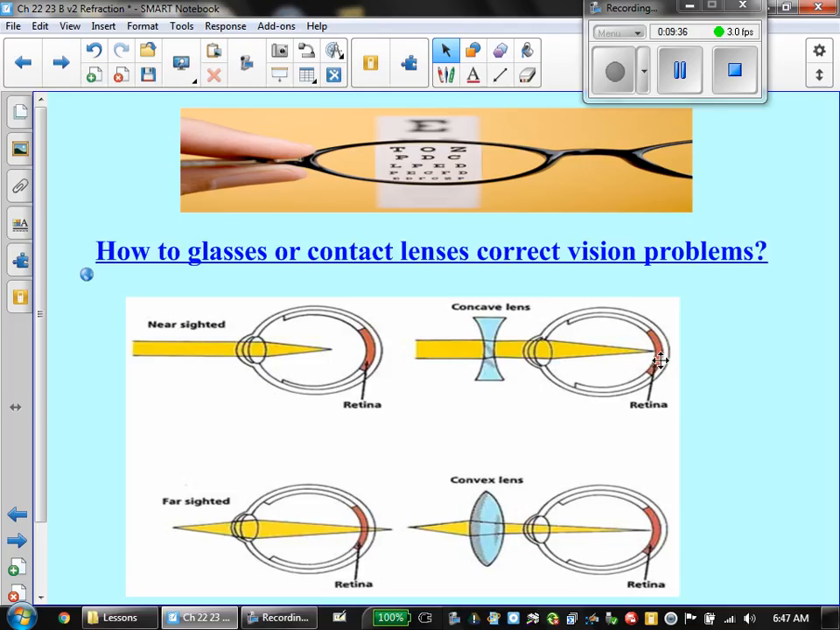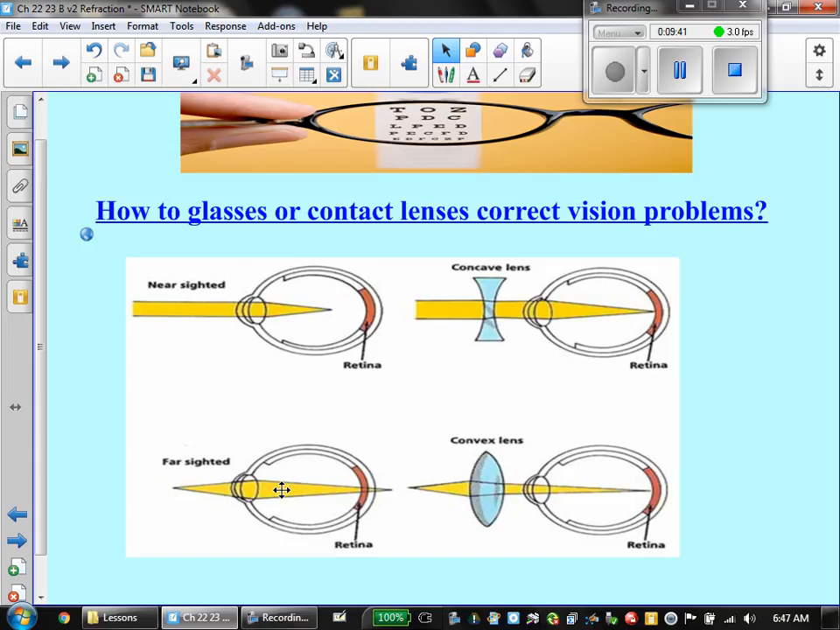If you're like me, I'm farsighted. I have great vision far away, but I can't see anything close. I have a cheap pair of glasses with a converging lens which brings the image from behind my retina onto the retina so I can see clearly. So we all take advantage of this refraction process.